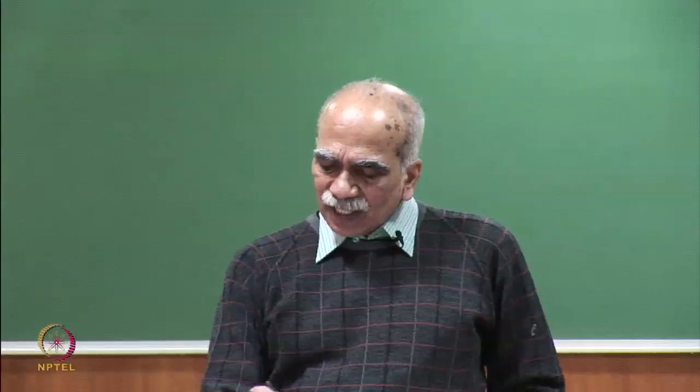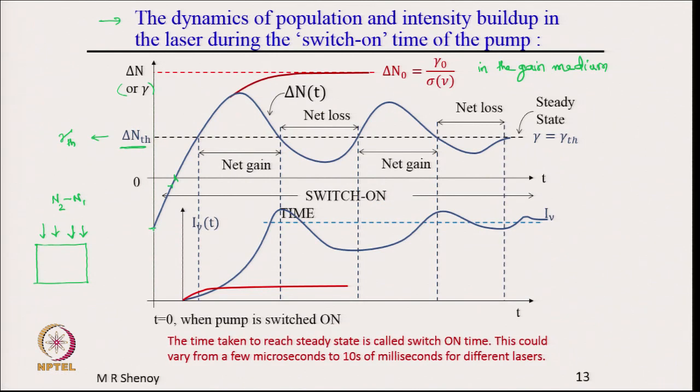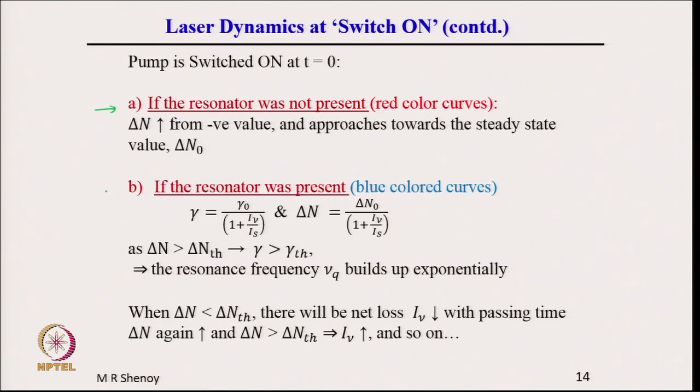Yeah. So, the pump is switched on at t equal to 0, and this explanation is for the same previous graph. If the resonator was not present, then delta n increases from a negative value and approaches the steady state value of delta n 0. Let us go back. The red curve starts from here and reaches the steady state value if the resonator were not there. If the resonator was present, that is the blue curve. So, the next curve, and this is the discussion.